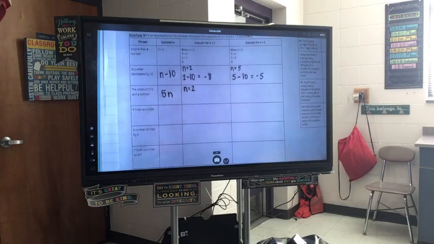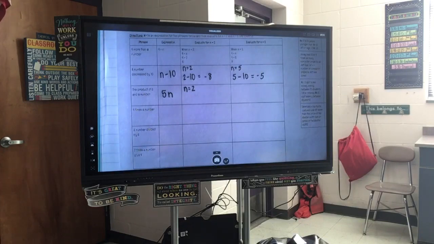Guys, this is not rocket science. Just answer the question, son. What does 5 and what are we doing? What operation? If you don't know, then I need you to pay attention and stop playing back there. That's why I called on you. Pay attention.